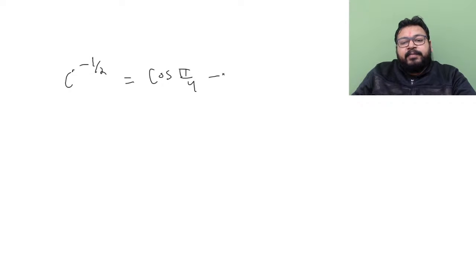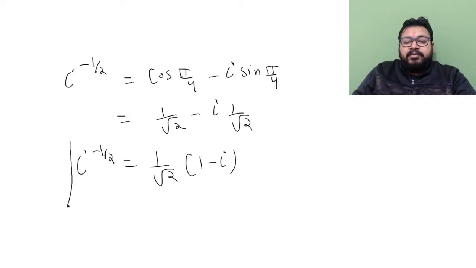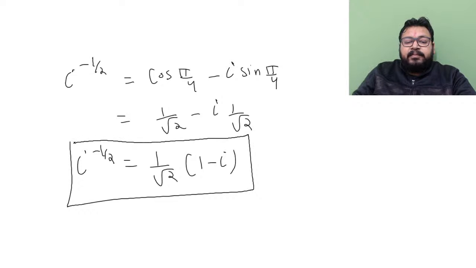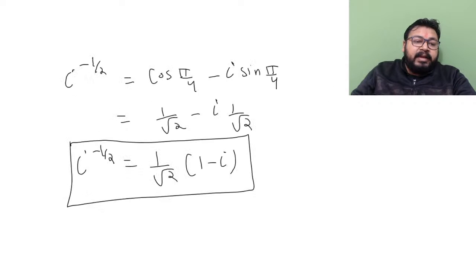So iota to the power minus 1 by 2 is equal to cos of minus theta, which is cos theta, while sine of minus theta is minus sine theta. So what is cos 45? 1 by root 2. What is sine 45? 1 by root 2. 1 by root 2 can be taken common, I get 1 minus iota. So iota to the power minus 1 by 2 can be written as 1 by root 2 into 1 minus iota. That is option number A.